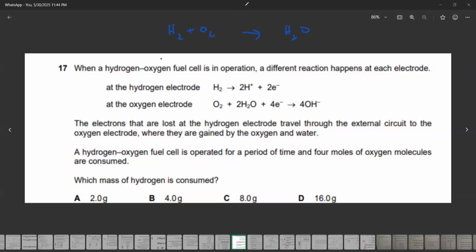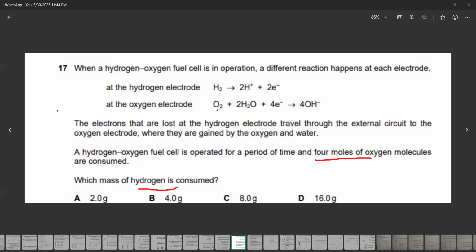You can solve this question by writing a full equation between them, because this is a balanced equation. Or there's also another way: you can use the equations which are given to you. I'll solve by both ways. You'll get the same answer. We have 4 moles of oxygen. We need the mass of hydrogen.